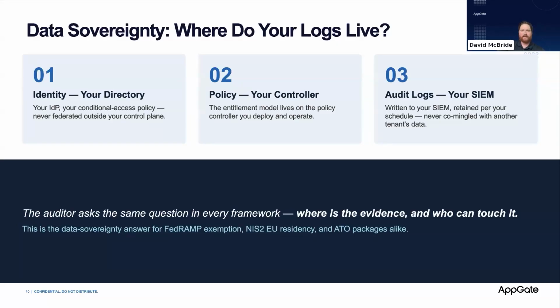If you're pursuing an ATO, the system boundary has to be defensible. You can't have your session logs living in a shared SaaS tenant. If you've got a FedRAMP exemption path for an on-prem deployment, this architecture does support it. And for the CMMC scope boundary conversation, being able to point to where your audit and accountability controls evidence lives is absolutely essential. It's actually a requirement.